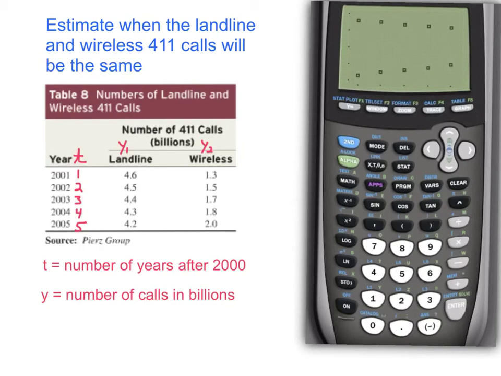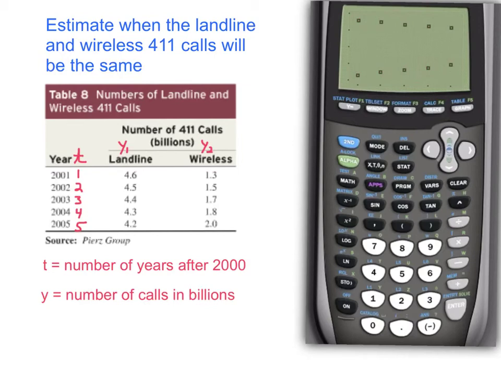Now in this case, we don't have the equations given to us, so we're going to have to find the equations ourselves. So in other words, we're going to have to find the equation of a straight line that connects these points, and then we're going to have to find another equation of a straight line that connects these set of points.